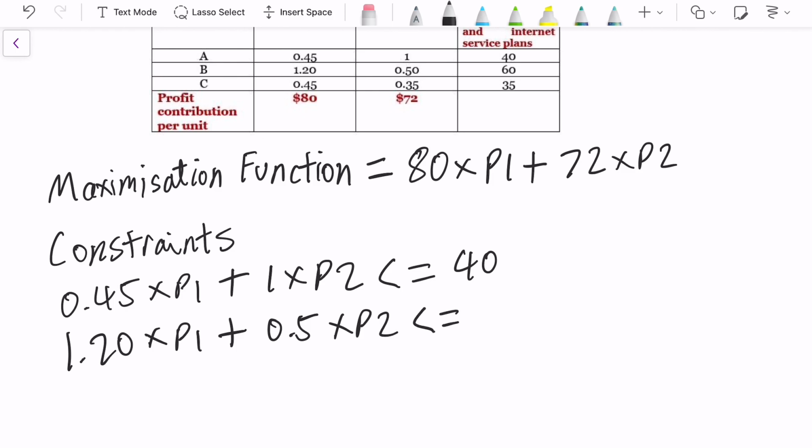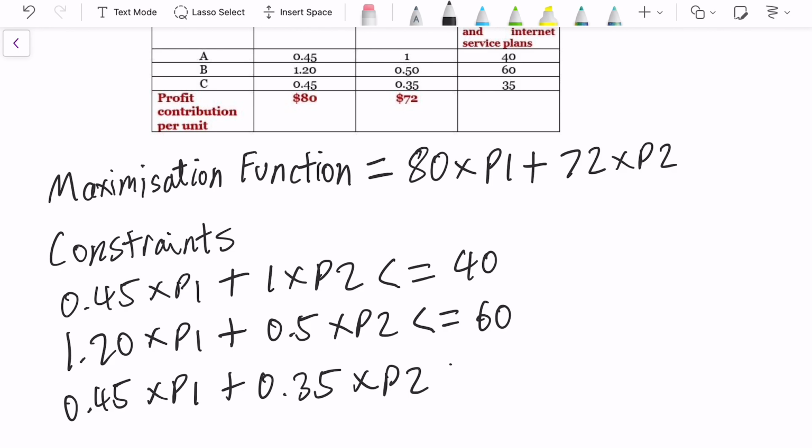or equal to 60. And lastly, company C would be 0.45 times P1 plus 0.35 times P2 is less than or equal to 35.